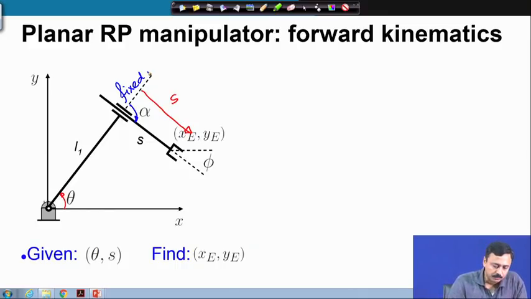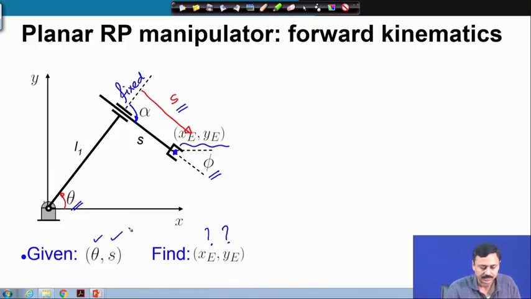Therefore, we have 2 input variables, one is theta, the other is S, which will position the end effector, and the coordinates of the end effector are given by x e y e. The orientation of the end effector is given by this angle phi. The forward kinematics problem is finding x e and y e when we are given theta and S.